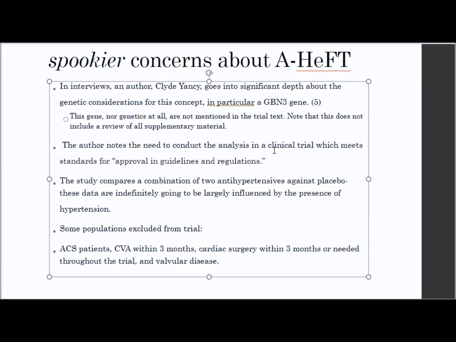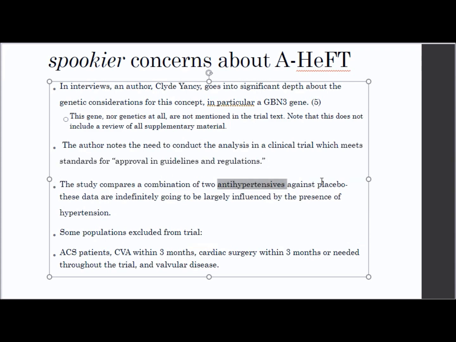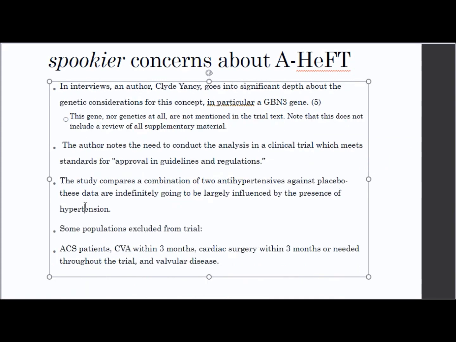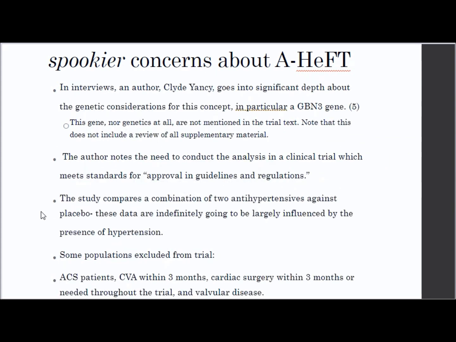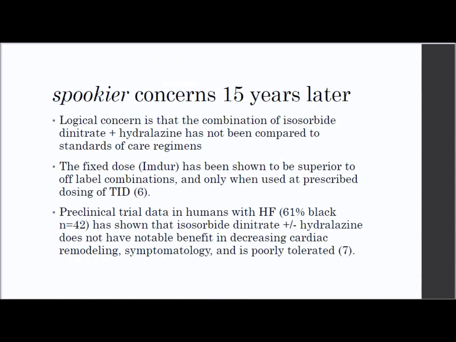The study also compares a combination of two very strong antihypertensives against placebo. We know all sorts of data about the benefit of dropping somebody's blood pressure, especially if they're hypertensive. So I think that's a huge confounding variable. They also excluded all acute coronary syndrome patients, recent strokes, those scheduled for cardiac surgery, and presence of valvular disease.